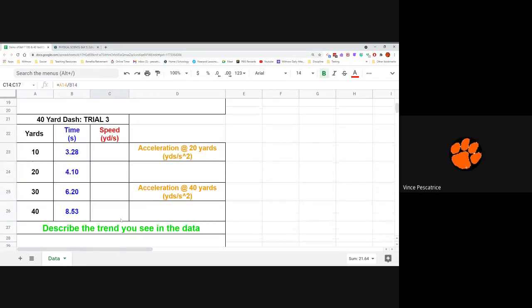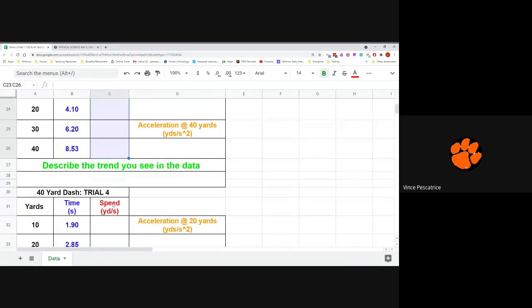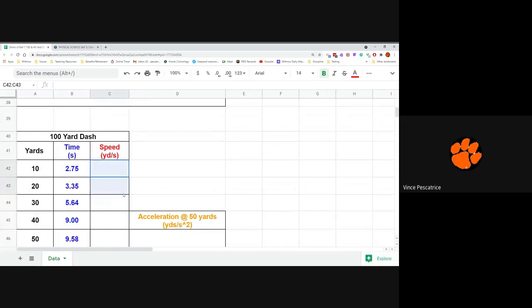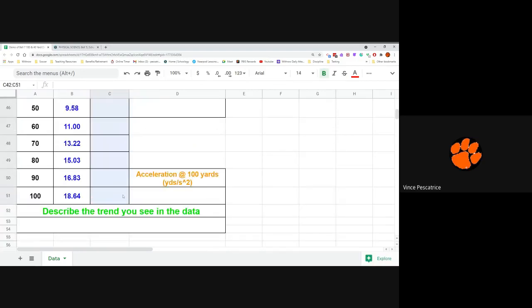And you can do that for each set of data for the 40s, and it works for the 100, but you just have to drag all the way down to the 100.